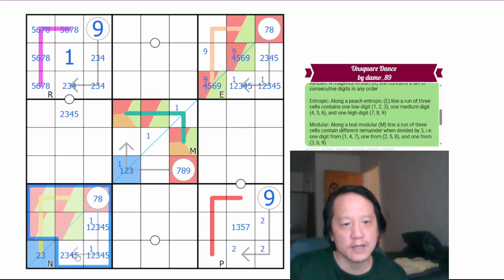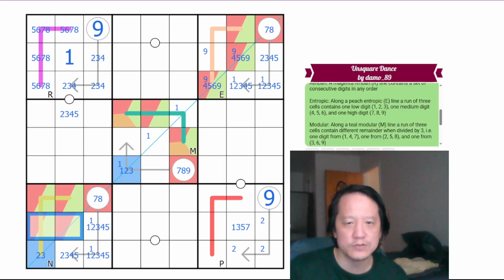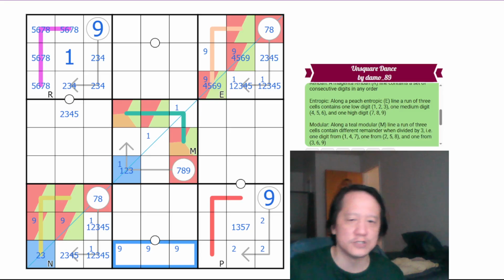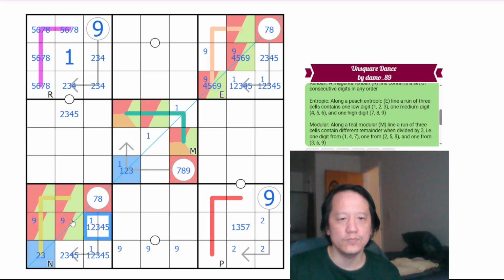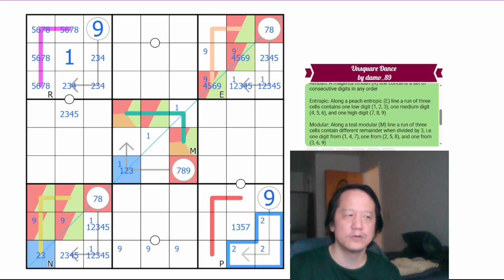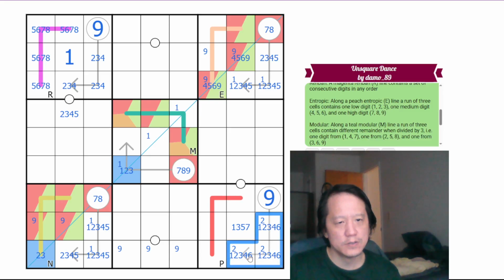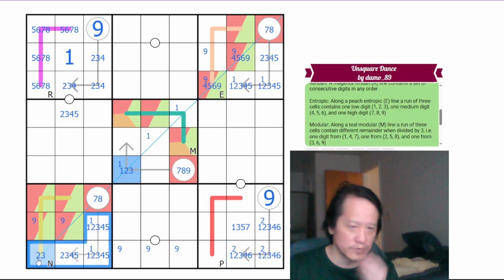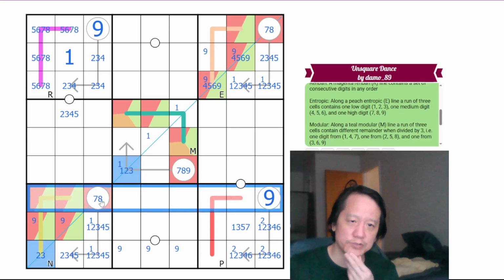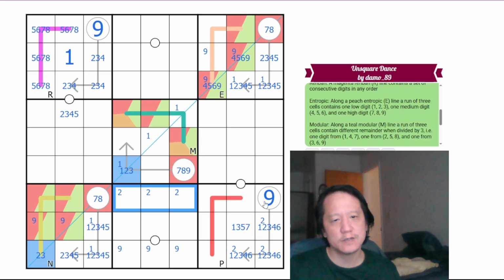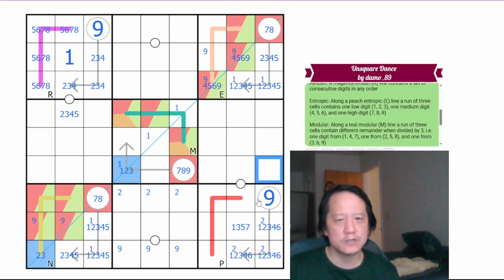Where is 9 then in box 7? Cannot be here, cannot be on the arrow. It must be one of these 2 digits here. That means 9 has to be one of these 3 digits here. So we're guaranteed this is either 2, 3, 4 or 1, 2, 6. Either way, we're guaranteed a 2 here, and guaranteed a 2 in one of these 4 cells. So where is the 2 in row 7? It must be one of these 3. So 9 is here.